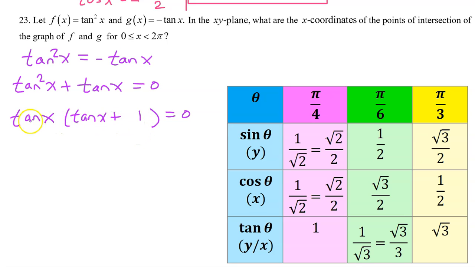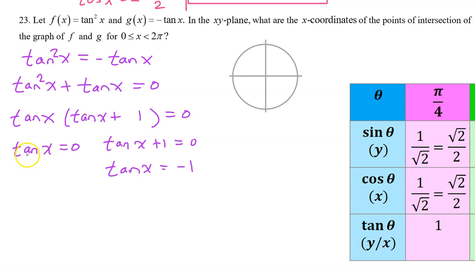Now we use the zero product property, and we find solutions by setting each factor equal to 0. So tangent x is equal to 0, and tangent x plus 1 is equal to 0. We need to get this tangent by itself by subtracting 1 from both sides. So we get tangent of x is equal to negative 1.